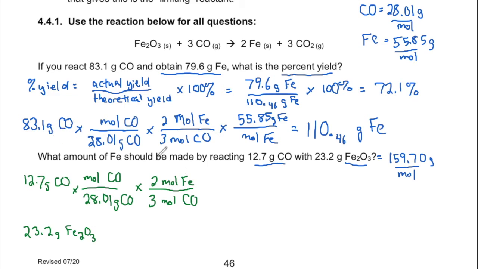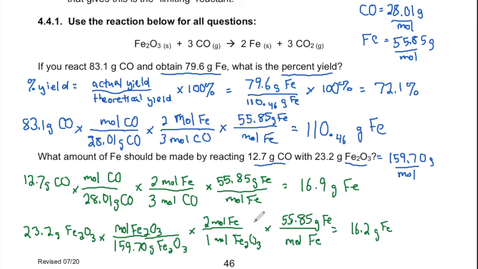This first one is very similar to what we just did above. We went from grams of carbon monoxide to grams of iron. And we end up with 16.9 grams of iron that we can make from the amount of carbon monoxide we have. And when we convert the iron 3 oxide to grams of iron, we get 16.2 grams of iron. So what this is telling us is that we have enough carbon monoxide to make 16.9 grams of product, and we have enough iron 3 oxide to make 16.2 grams of product.